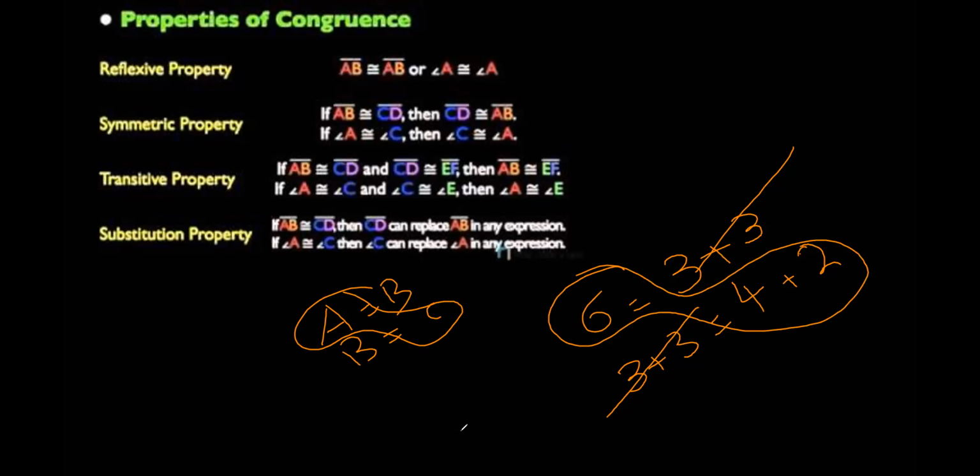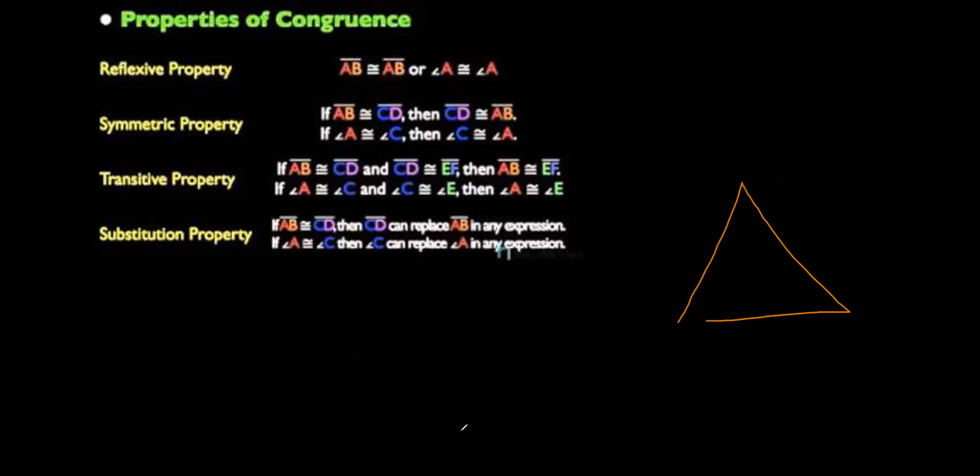Teacher, because the measurement of angle A is congruent to the measurement of angle B, and if the measurement of angle B is equal to the measurement of angle C, then A will be equal to C because B is equal to C. Yes, I will give you an example with shapes. Here, if you have this triangle, and I told you that this angle is congruent with this angle.